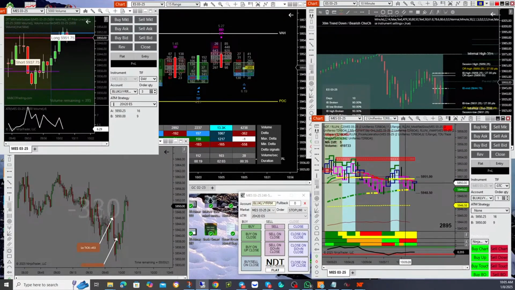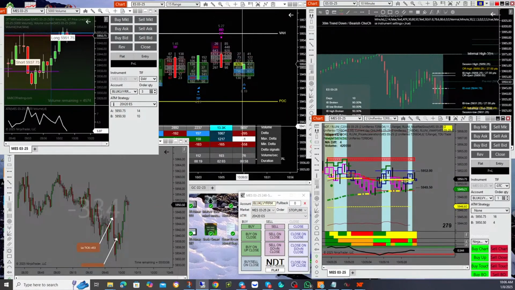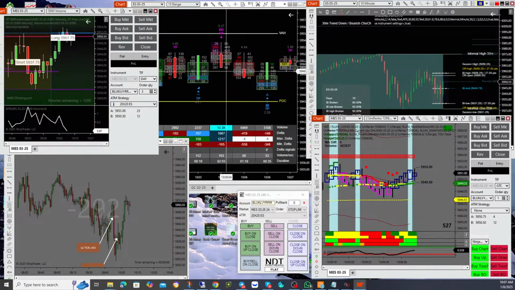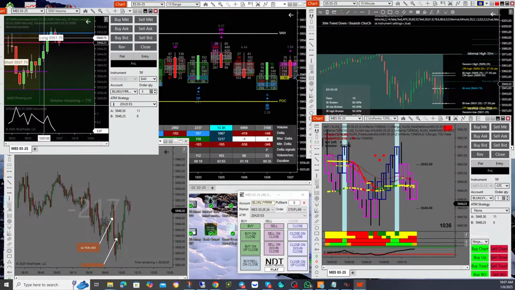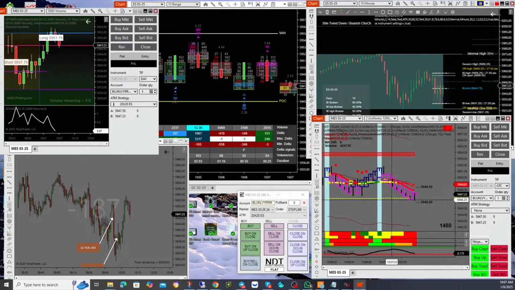Sellers here. Could have been a short right here at 30, not 50. Just not really liking it right now. Not really liking anything. We're in no man's land. Very rangy right now. Nothing spectacular. Definitely a resistance here. When you're at resistance, typically you would want to sell.